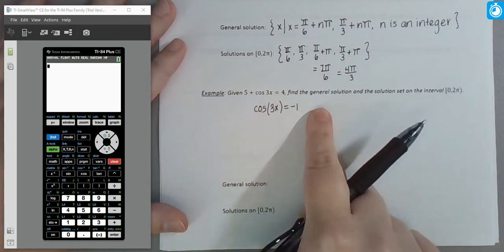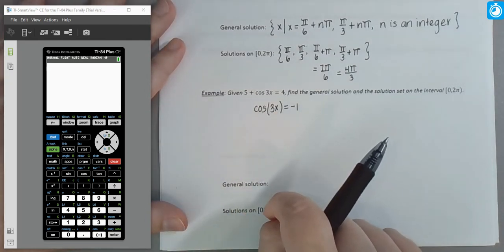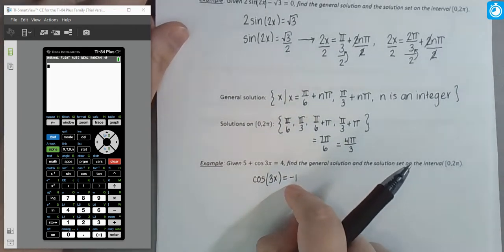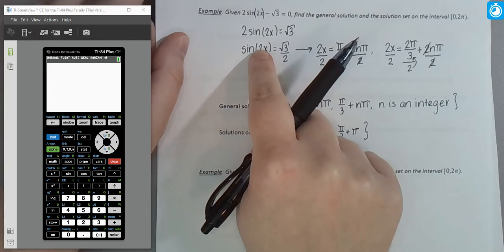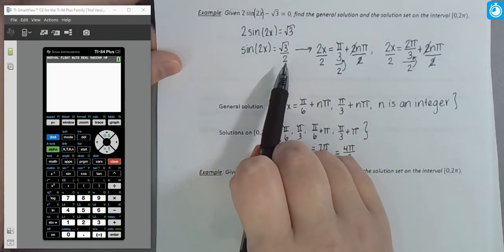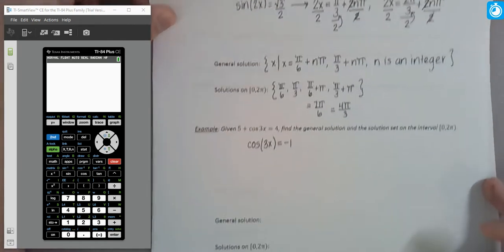So we have our trig function isolated. Now we can think in terms of the unit circle and think about what we're looking at here. Now this is a little bit different than something like saying the sine of a number is equal to root 3 over 2. We know there's 2 locations on the unit circle where we get a sine value of root 3 over 2, at least within that first rotation.